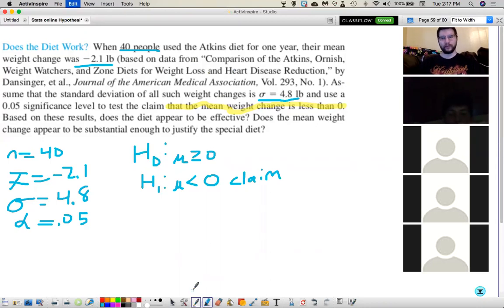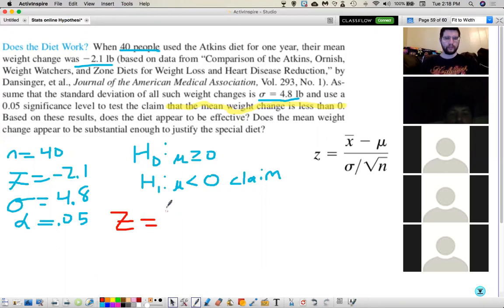So we got our info, we got our hypotheses. Let's find our test statistic. And again, TI users, you could just type this in and be done with it. Negative 2.1 minus 0 over 4.8 over square root of 40.